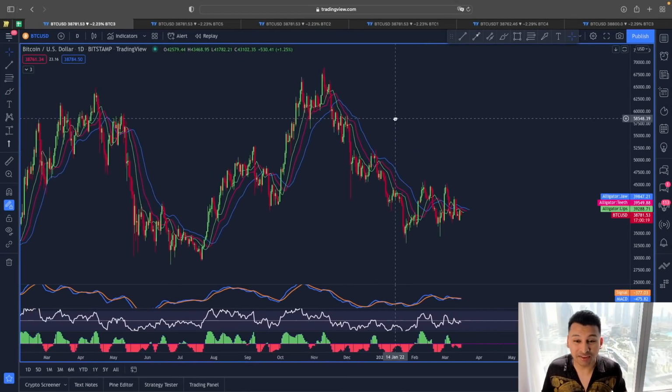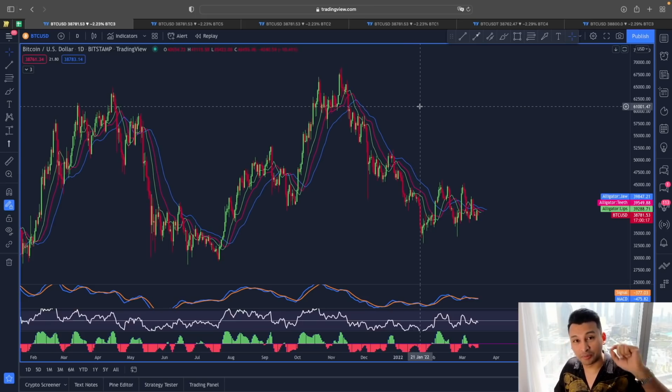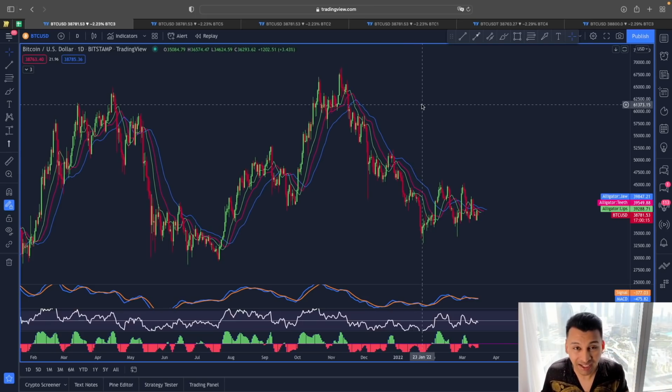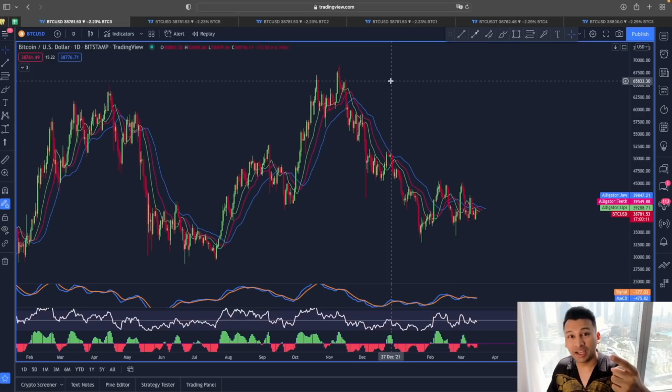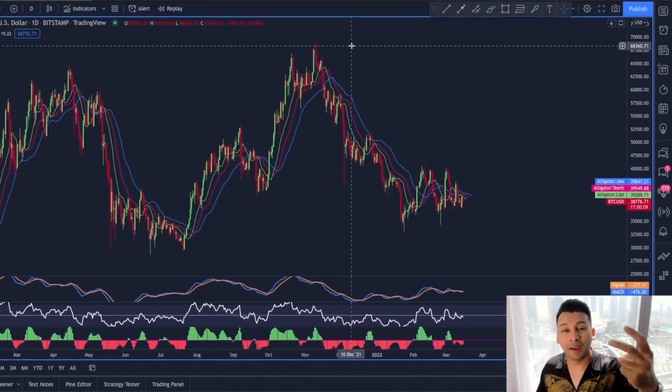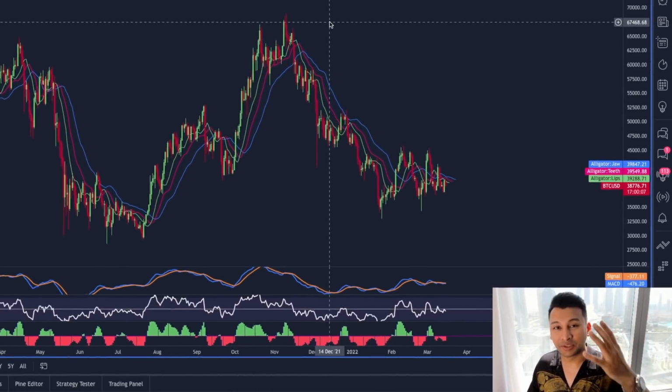So as you can see, today we are going to start this analysis by looking at the price action of Bitcoin in a daily time frame using these four different indicators: Williams Alligator indicator, RSI, MACD and T3CCI.